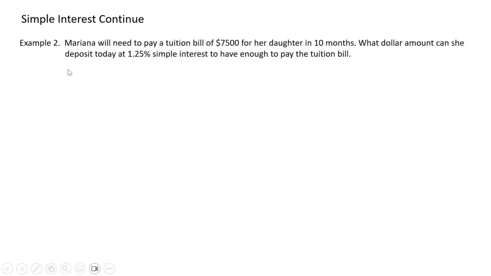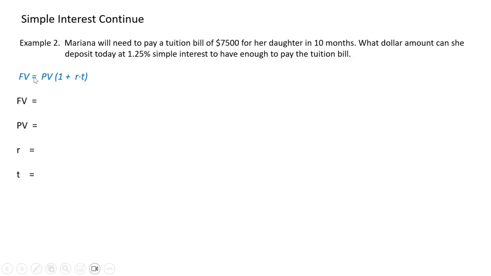Okay, now let's do another example here. It says Mariana will need to pay a tuition bill of $7,500 for her daughter in 10 months. What dollar amount can she deposit today at 1.25% simple interest to have enough money to pay for the tuition bill? Okay, here's my scenario.